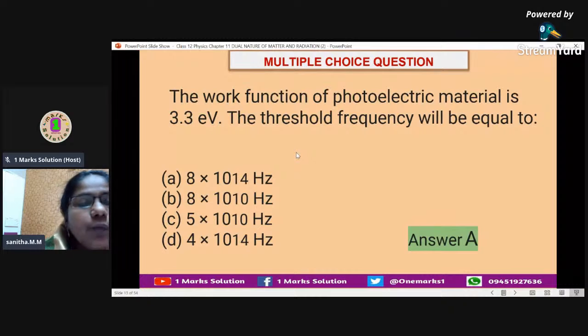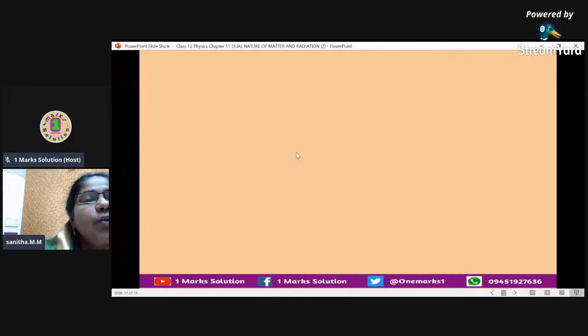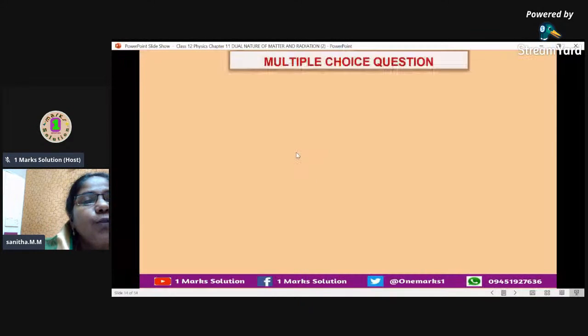So you have to convert into joule. 1 electron volt is equal to 1.6 into 10 raised to minus 19. We have already discussed it. You have to multiply 3.3 into 1.6 into 10 raised to minus 19. After that, you have to divide by h. Then you will get the answer in hertz, that is 8 into 10 raised to 14 hertz. The option is A.